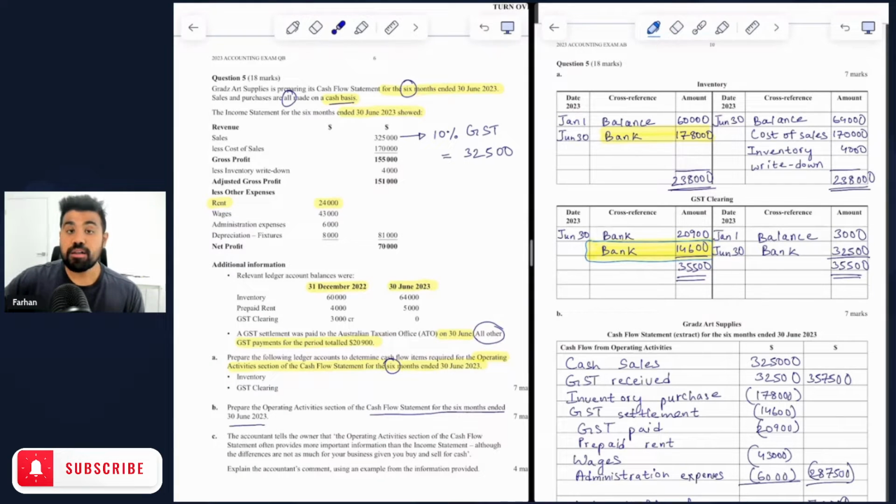My name is Farhan. This video will show you how to solve question number 5 from the 2023 past exam. This question requires you to prepare the ledger accounts for inventory and GST clearing. You're also required to prepare the operating activities section for the cash flow statement.